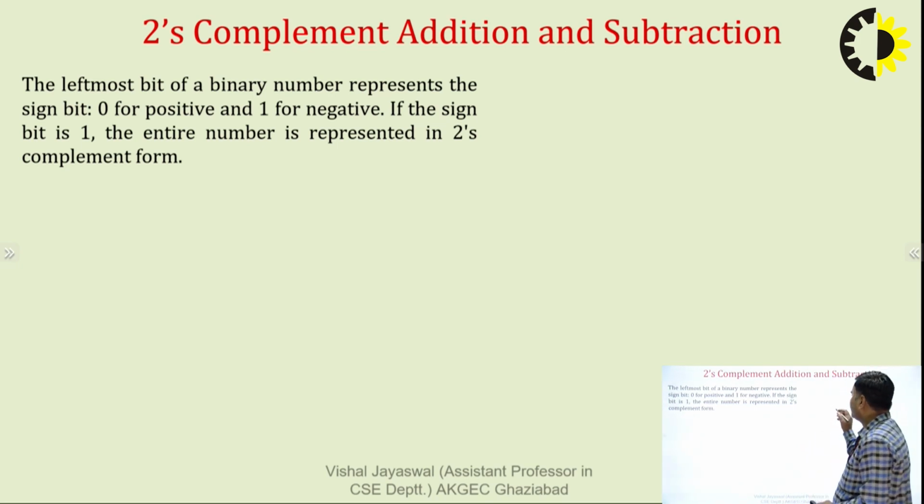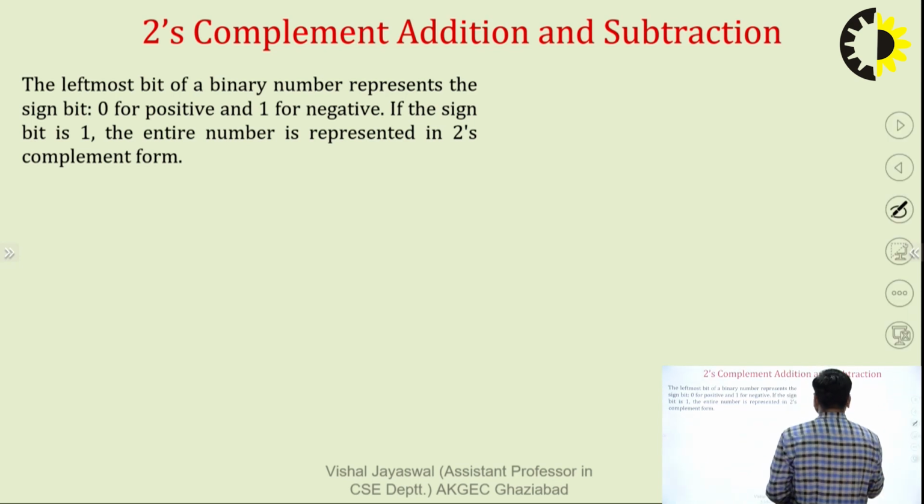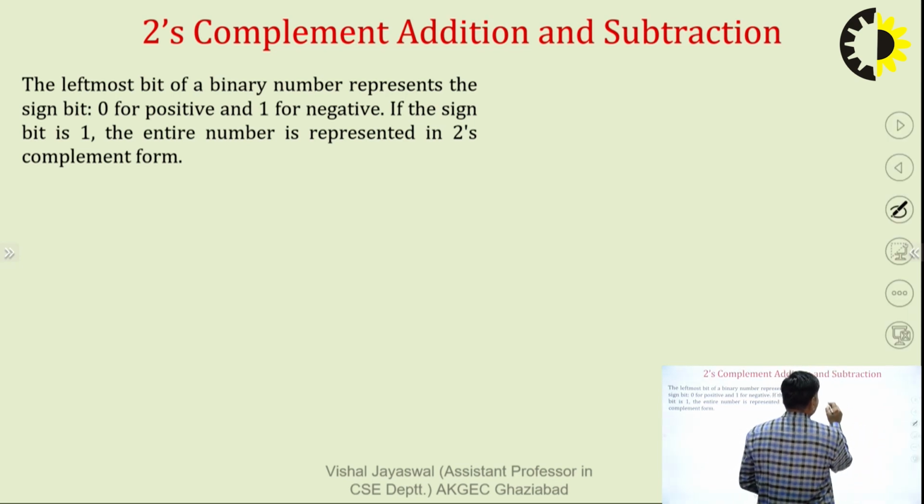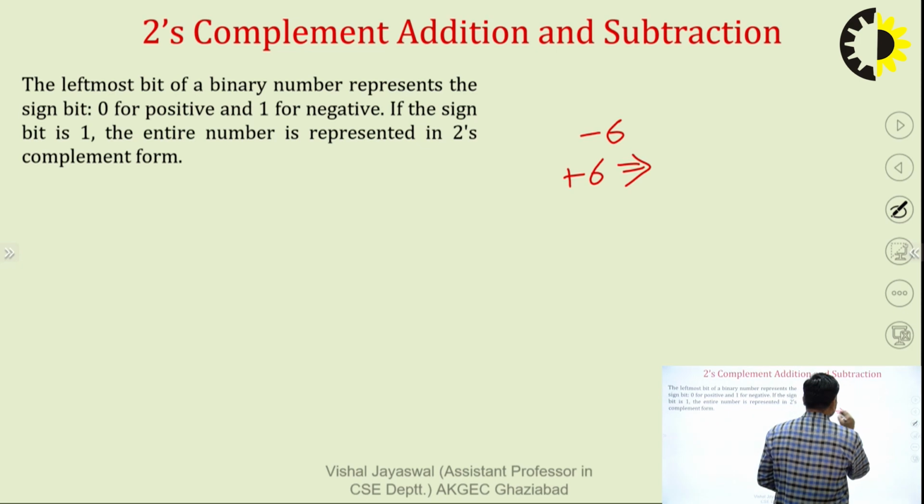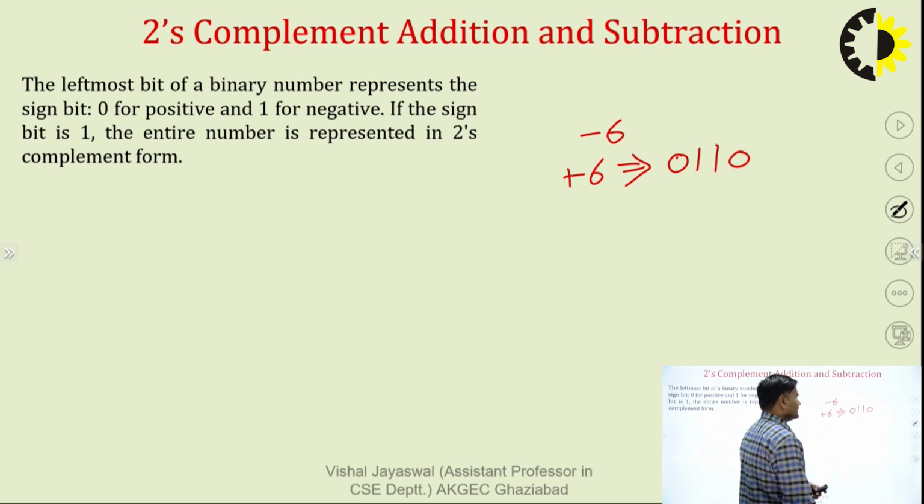Let's suppose we take the number minus 6. If we represent minus 6 in 2's complement form, first we take the binary of minus 6. First we write plus 6. Plus 6 means 0, 1, 1, 0. This is the representation of plus 6.